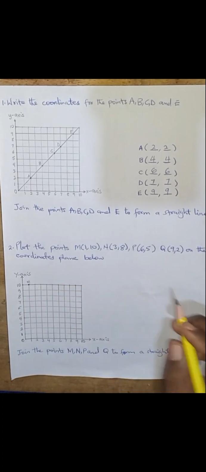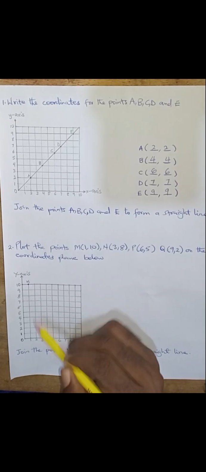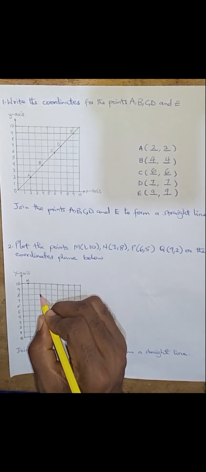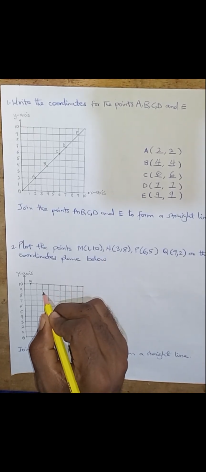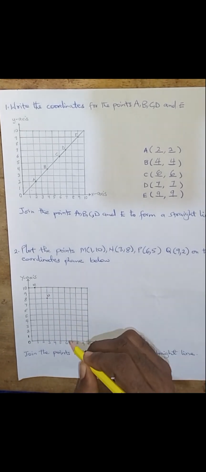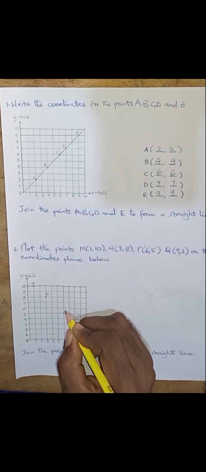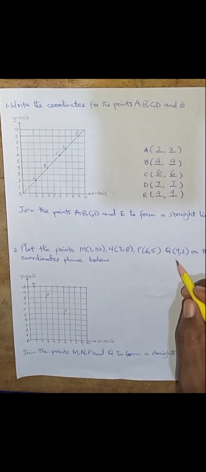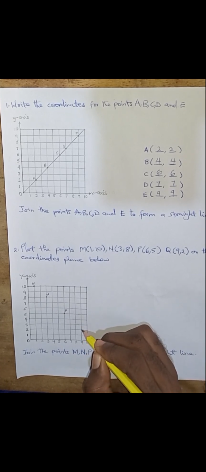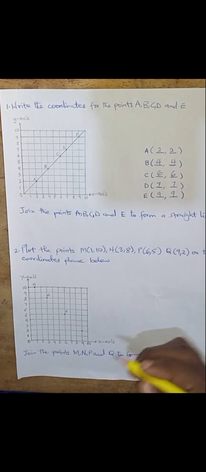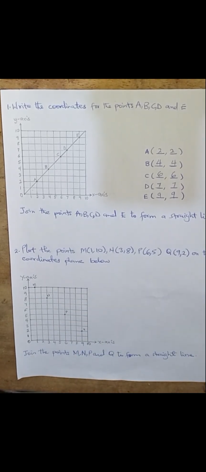Okay, let's label it M. Then N(3, 8). 3, 8. Okay, so this is N. P(6, 5). So that is P, right? Then Q(9, 2), Q(9, 2), isn't it? So Q(9, 2). Now we've plotted these points.